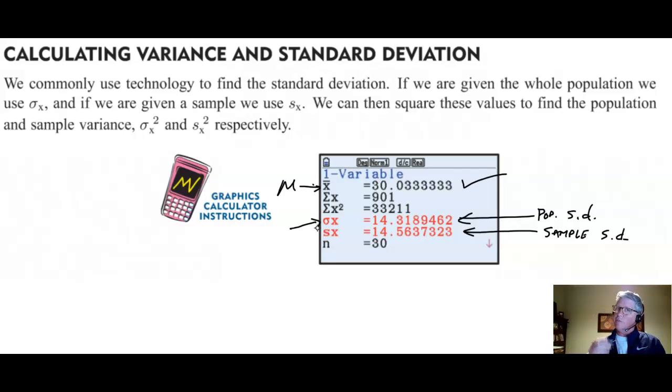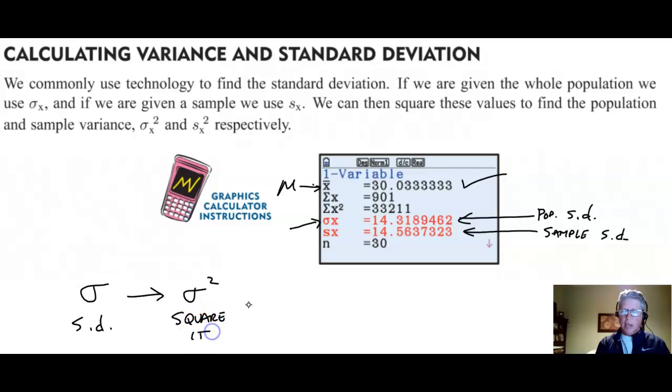He's probably going to ask for the variance and the standard deviation. The calculator does not give you the variance. So what you need to do to get the variance is take your standard deviation, square it, and that is the variance.